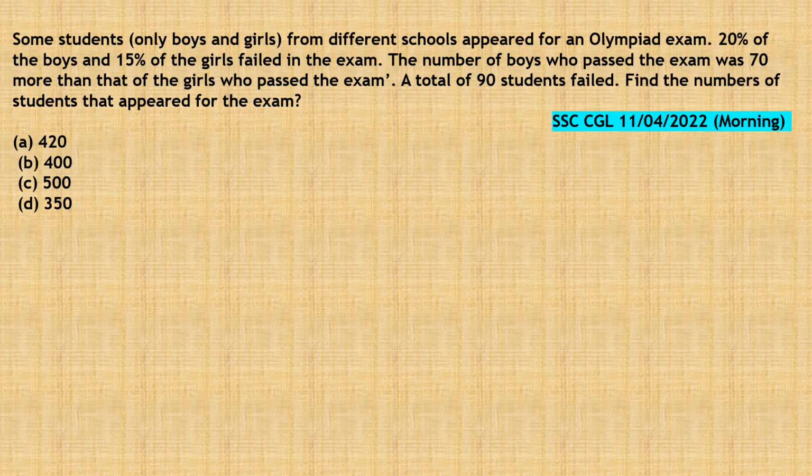Some students, only boys and girls, from different schools appeared for an Olympiad exam. 20% boys and 15% girls failed the exam. The number of boys who passed the exam was 70 more than that of girls who passed the exam.